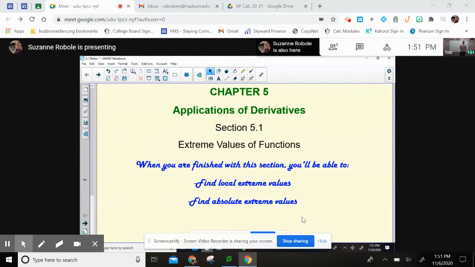Hey there, today we are talking about section 5.1, which is applications of derivatives, chapter 5. We are doing extreme values of functions. When you are finished with this section, you'll be able to find local extreme values and find absolute extreme values.